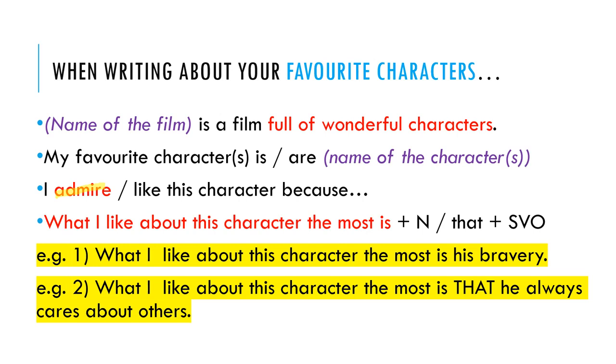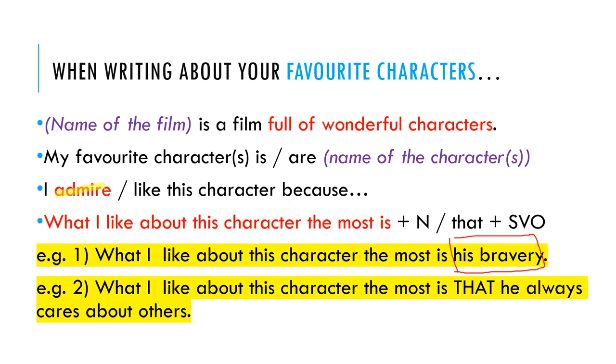Now there are two ways to use this sentence pattern. You can say this sentence pattern with a noun in the end or a that clause in the end. Now, if you don't understand what I'm talking about, you can see these two examples. So in the first sentence, what I like about this character the most is his bravery. Now you can see that his bravery is a noun, 佢嘅勇氣啦. So if what you like about a character is just a noun, a very succinct thing, then you can use this pattern.